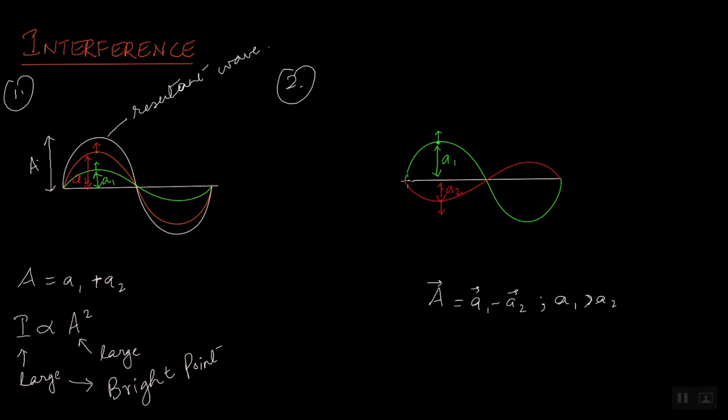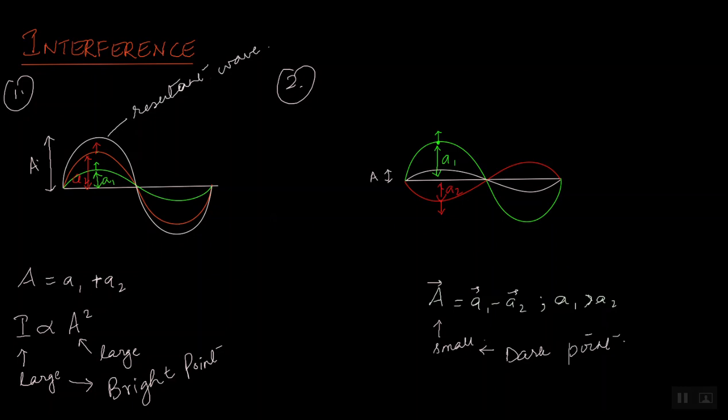So you get a wave like this. Okay, so this is the amplitude of the resultant wave. The amplitude of the resultant wave, and we can see here that the amplitude of the resultant wave is small. And if the amplitude is small, what kind of a point are we getting? What happened to the intensity? The intensity also will be small, and we are getting a dark point. Okay, we are just assuming that A1 and A2 are not equal.